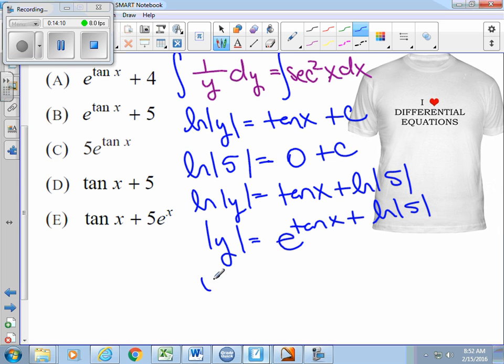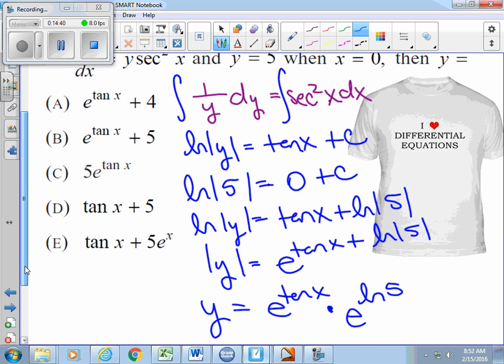Good. There's a reason I keep showing you this. This is like the 3rd example that we've done in class where we've had to use this property. Y'all remember this? You can break up addition in an exponent by doing two pieces with multiplication in between. E and natural log cancel, and so I get 5 e to the tangent of x.